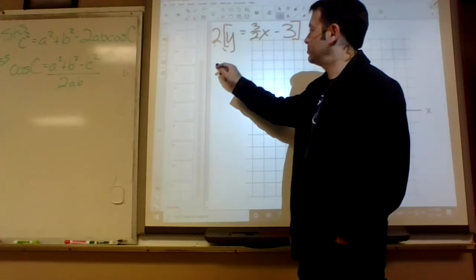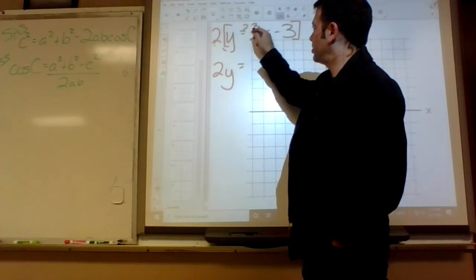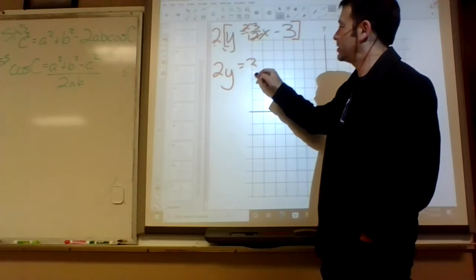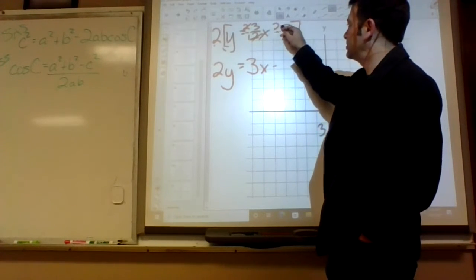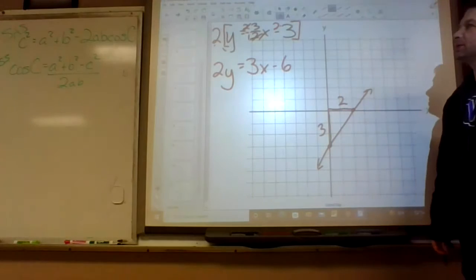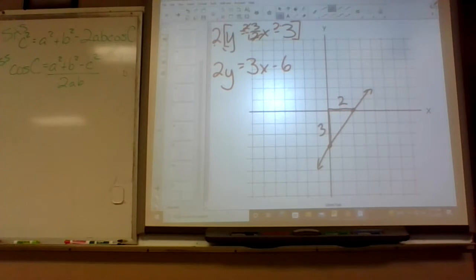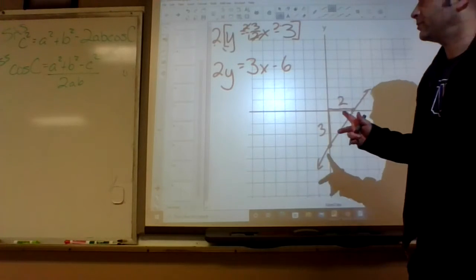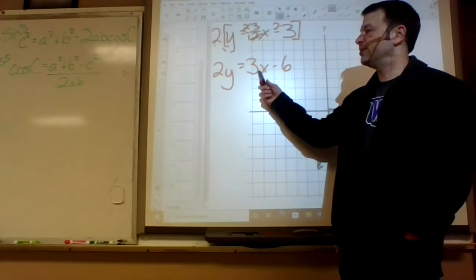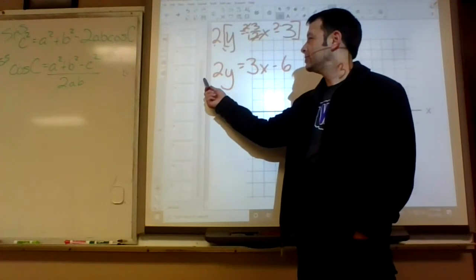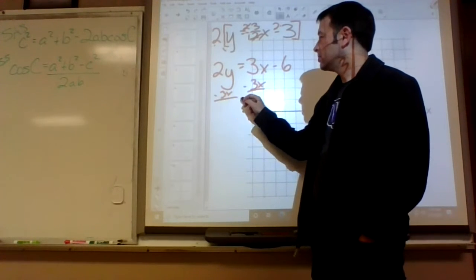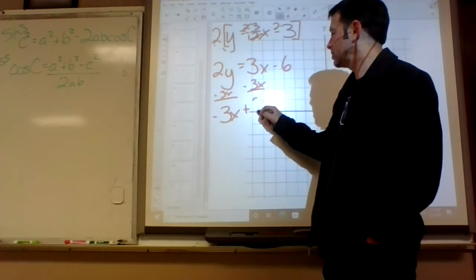So the left side times 2 is 2y. What happens when we multiply this by 2? They go away. That's why we do it. So you get 3x. And then 3 times 2 is 6. So that got rid of my fraction. No, we're not solving for y, we're changing it to standard form this time. So in standard form, I need my x's over here. How do I move the x's over? -3x plus 2y.